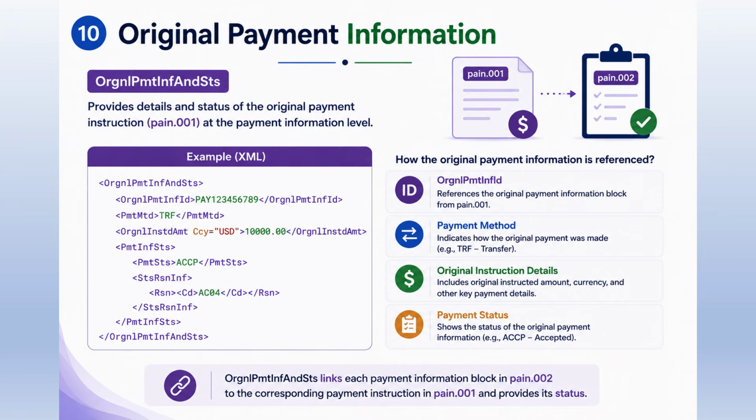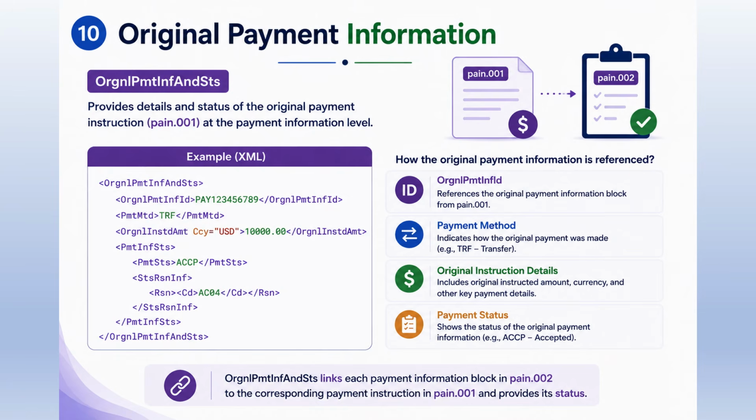Now let's go one level deeper. OrgnlPmtInfAndSts stands for Original Payment Information and Status. This section provides information and status related to the original payment information within the payment initiation. Think about a payment file containing multiple payment instructions. The system needs a structured way to identify which original payment information the status relates to. This section helps make that relationship clear.